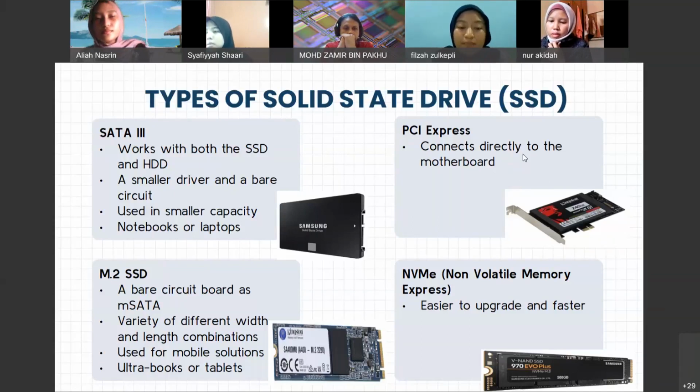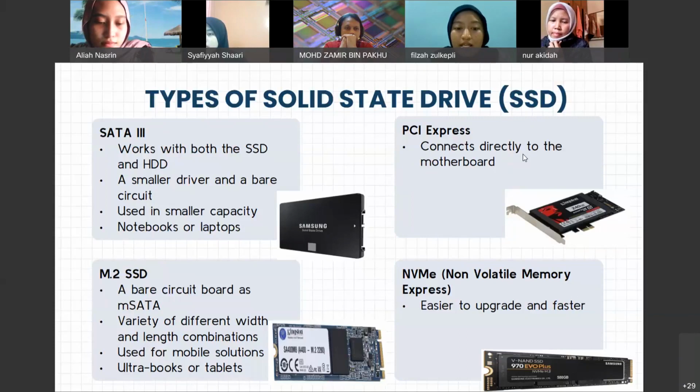Then M.2 SSD. Okay, these are a similar concept of having a bare circuit board. The difference compared to the other SSDs is that within the M.2 form factor, there are a variety of different width and length combinations, which brings in more flexibility. These types of SSD are typically used for mobile solutions such as notebooks or tablets.